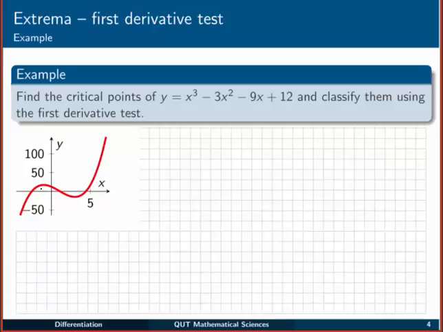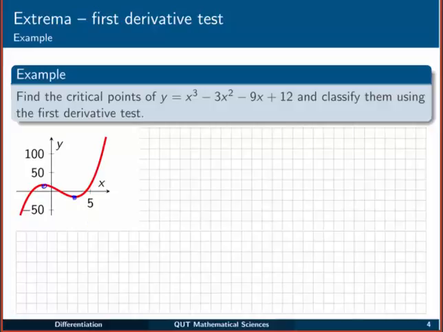Okay, so in this example, I've actually given you a picture of what the function looks like just to help us out from the start. We'd expect that we should get a maximum here at something like -1 or -2, and a local minimum of the function over here at around about x equals 3.